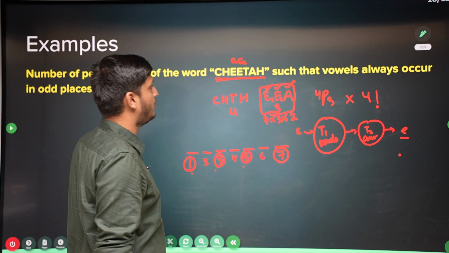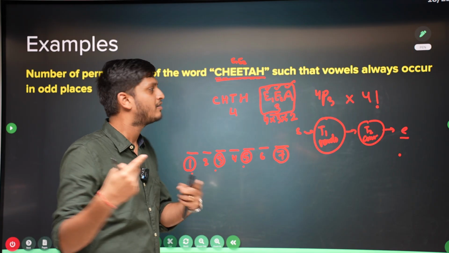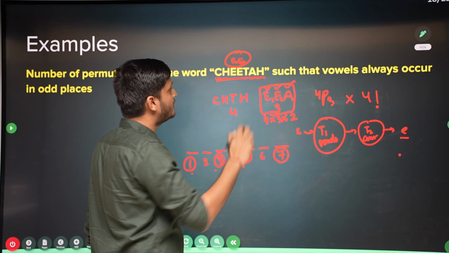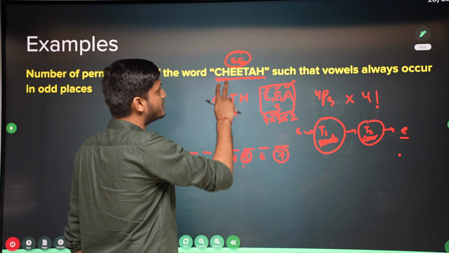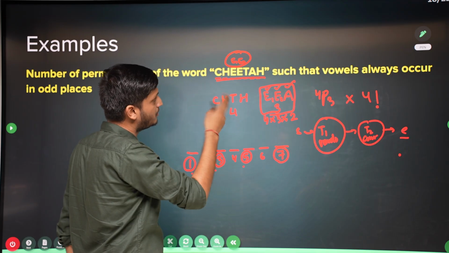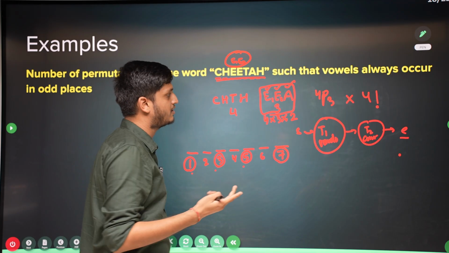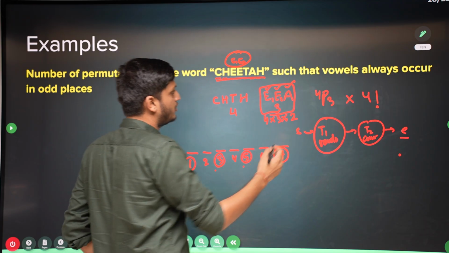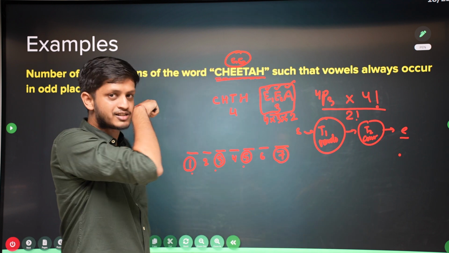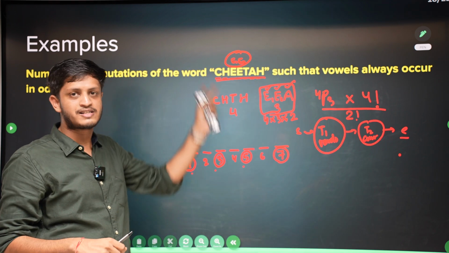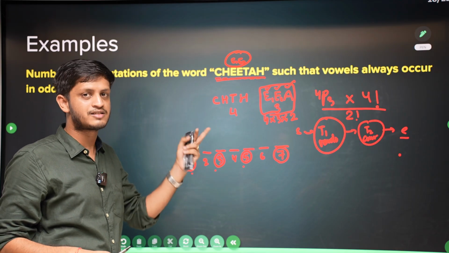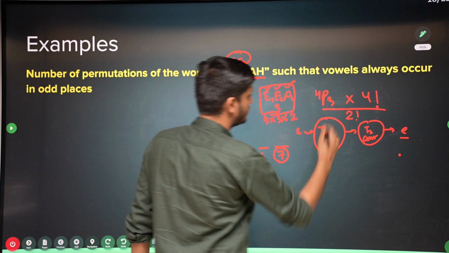But now again, we are overcounting. What are we overcounting? E1 and E2 are not different, they are the same. So in every such permutation in which E1 and E2 are different, we are counting it twice, because E1 and E2 can be arranged among themselves in 2 factorial ways. So we have to divide this number by 2 factorial. We are overcounting every permutation twice because E1 and E2 can be rearranged among themselves in 2 factorial ways. So this is our answer.